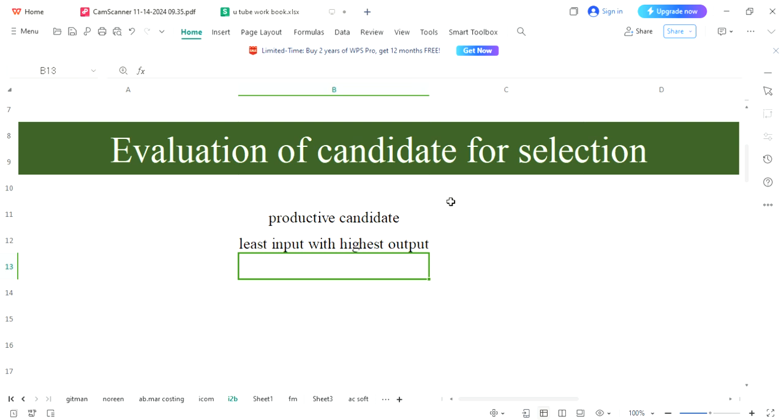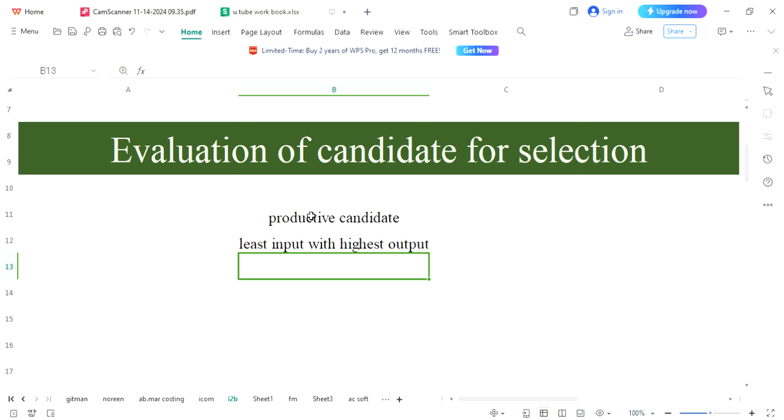Again, I'm repeating, you are a business person, you want to have a candidate who can help to grow your business. And who will be the candidate who will help us to make our business grow? That would be a productive candidate. And how will you define a productive candidate? Who will have least cost. That means his expenses, his salary, his commission, his bonus is at the least stage. And what he is producing, his output, is at the highest level. That would be a productive candidate with whom your business will grow.